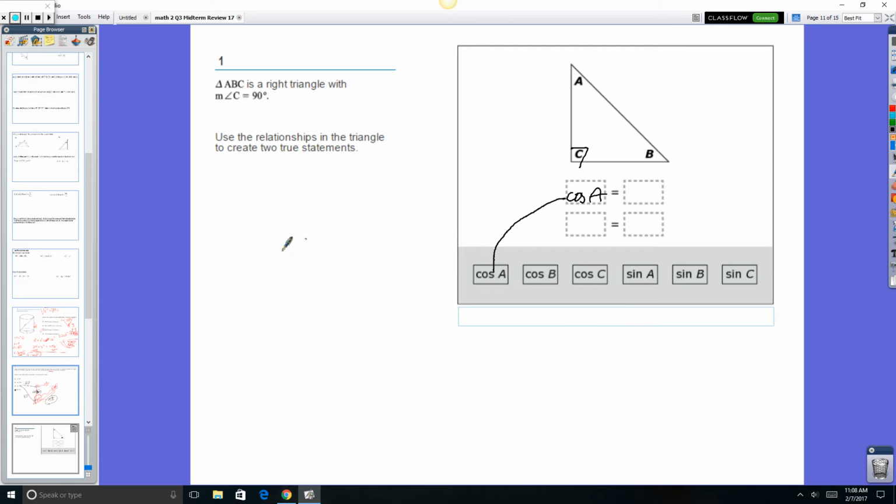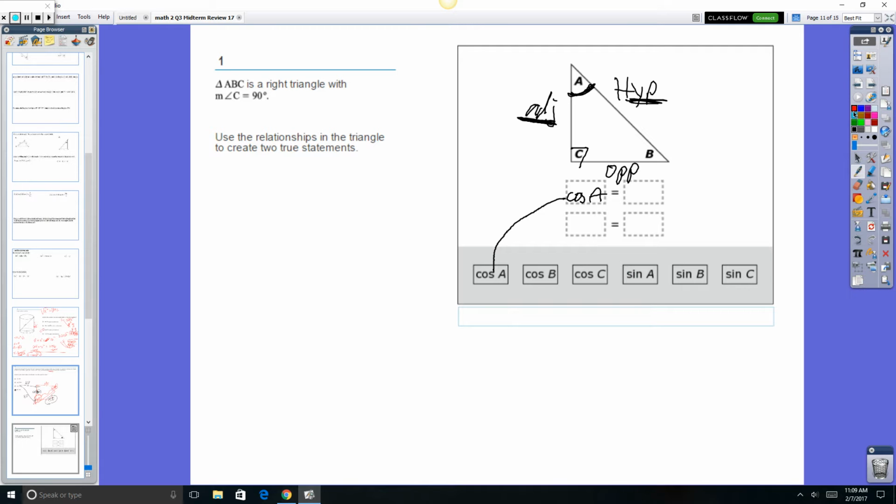Now check this out. If I do cosine from A, that means I'm going from A. That means this one is the hypotenuse. This one is the opposite, and this one is the adjacent. So the cosine of A is going to be adjacent over hypotenuse.